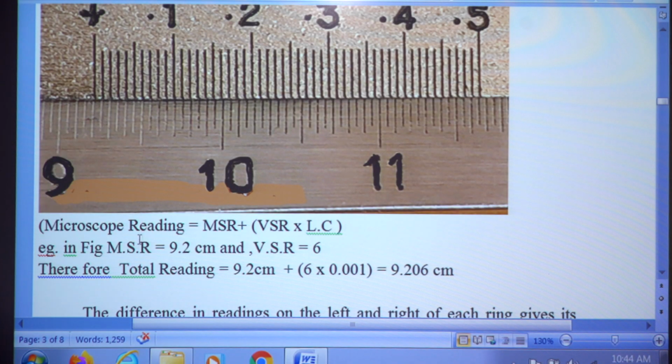The 6th one is coinciding, so the total reading is 9.2 plus 6 into 0.001, where 0.001 is the least count. So we obtain the total 9.206. The least count is calculated using the formula: value of 1 main scale division, that is 0.05, divided by the number of divisions of the vernier, that is 50. 0.05 divided by 50 gives the least count, 0.001.